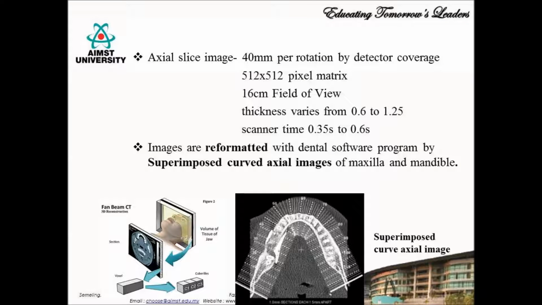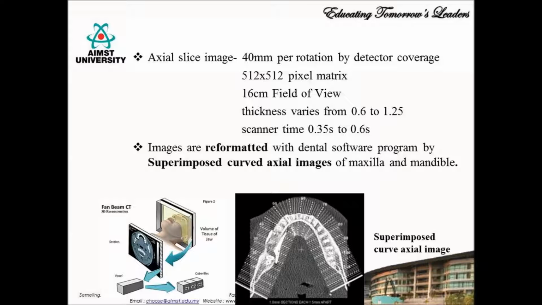Axial images are obtained with the following parameters. Detector coverage of 40 mm per rotation, with a 512 by 512 matrix and a 16 cm field of view, in which the section thickness and separation between the sections is about 0.6 to 1 mm in a 64 row scanner and 1.25 mm in a 4 row scanner, where the rotation time is 0.35 seconds for a 64 row scanner and 0.6 seconds for a 4 row scanner.